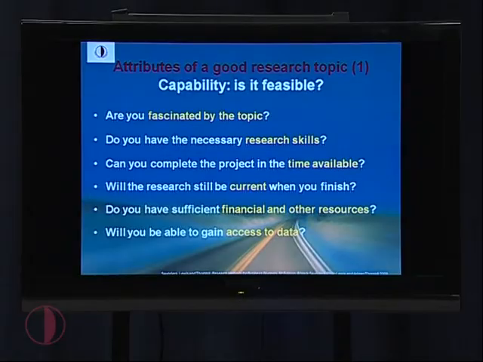So the time duration that you need for your research should be taken into consideration. And will the topic that you have chosen still be a current issue, or after spending a lot of time, maybe 2 semesters, 3 semesters, or whatever, will it be a little bit old, not a hot issue?